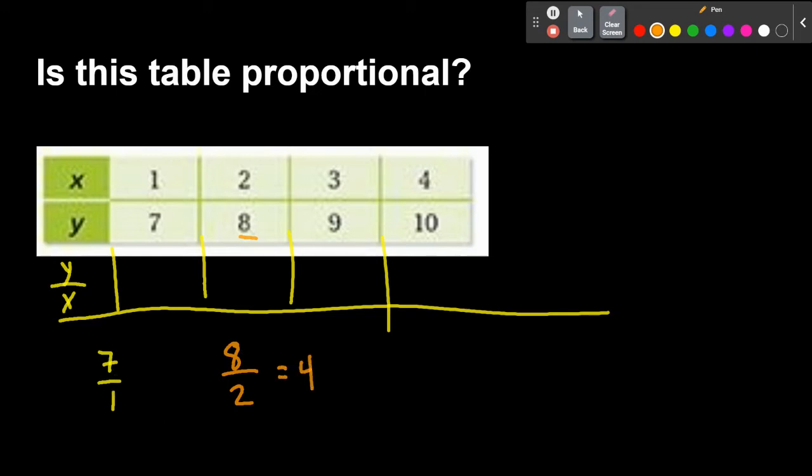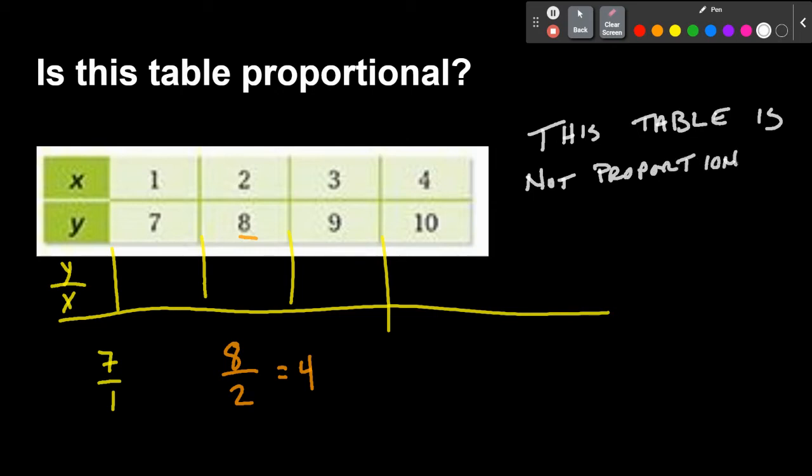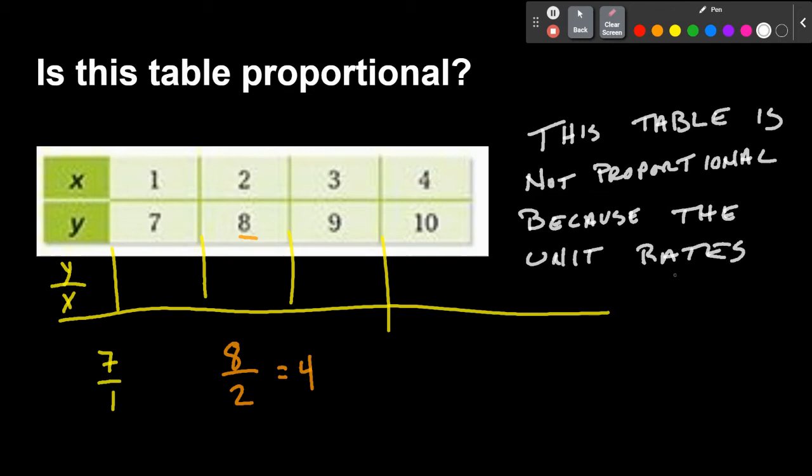Oh, no. These unit rates are not the same. They're not equal. So that is enough information for us to determine that this table is not proportional, because the unit rates are not equal.